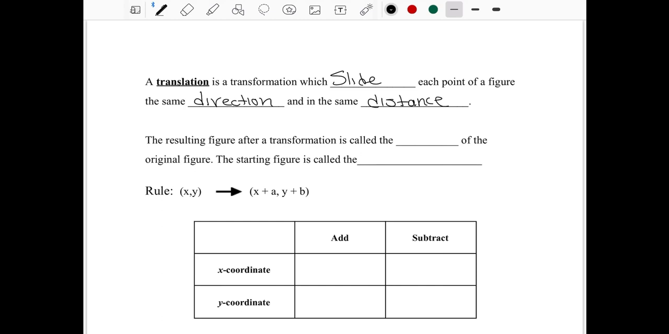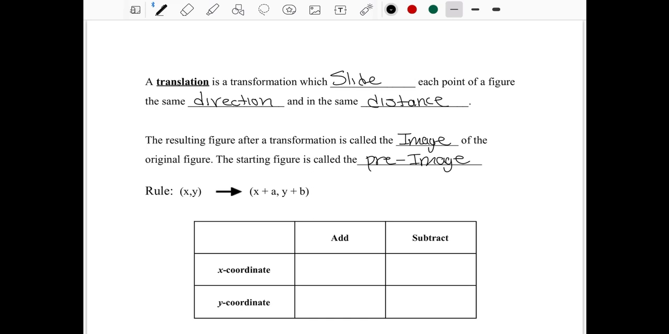Now, when we move this figure, the resulting figure after a transformation is going to be called your image of the original figure. The starting figure is going to be called your pre-image. Most of the time, that pre-image will be given to us as points, or they'll already have it graphed for us. What we're going to do is take that pre-image and slide it on the coordinate plane, and that's going to give us our image.